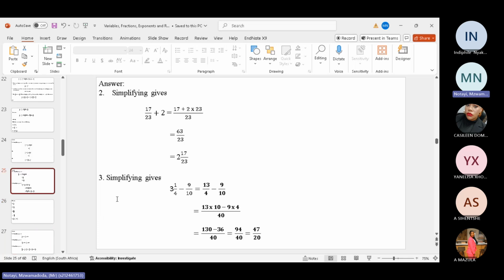So number 2 was simplify 17 over 23 plus 2 over 1, or just 2. Okay, so we have 17 over 23 plus 2 over 1. So the common denominator will be 23.